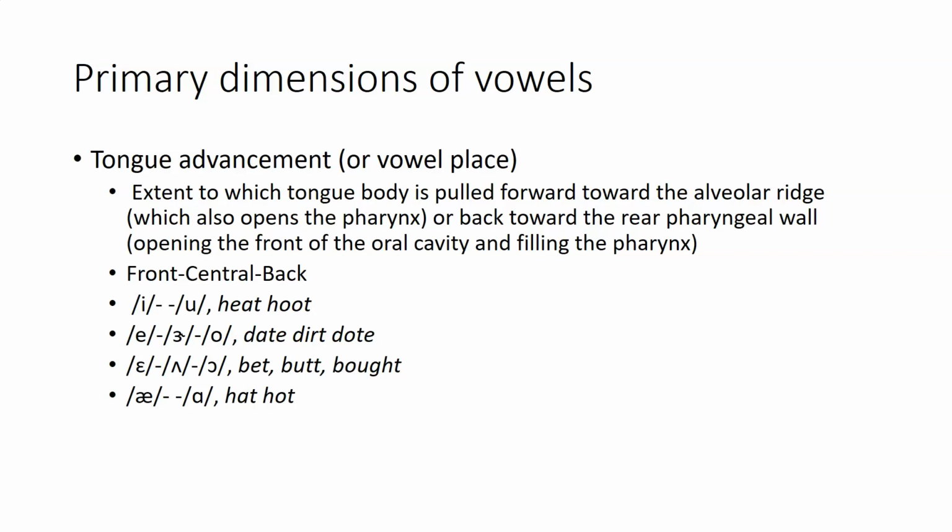So for the high vowels, we have E in the front and U in the back, as in heat and hoot. Among the mid-high vowels, we have A versus versus O, such as in date versus dirt versus dote. In the low-mid vowels, we have E versus versus aw, as in bet versus but versus bought. And in the low vowels, we have A versus ah, such as in hat versus hot.